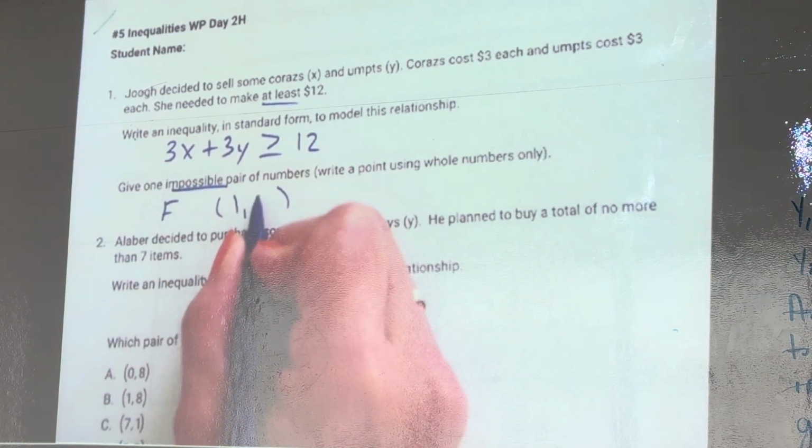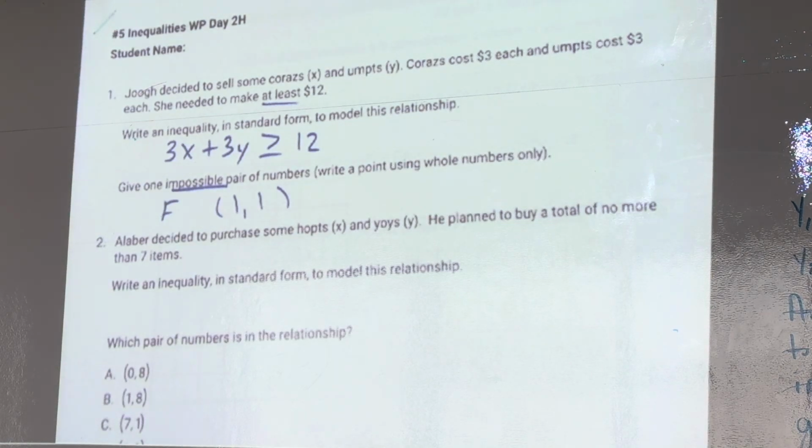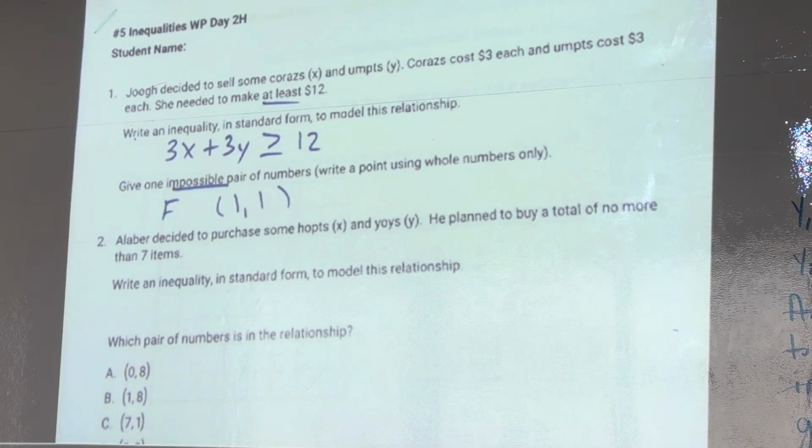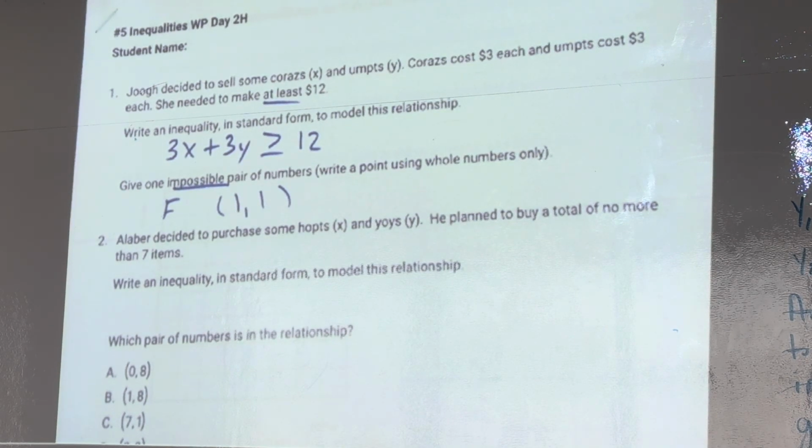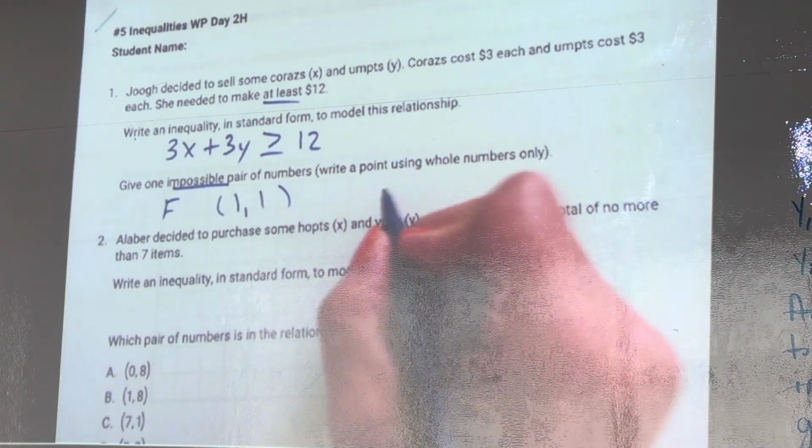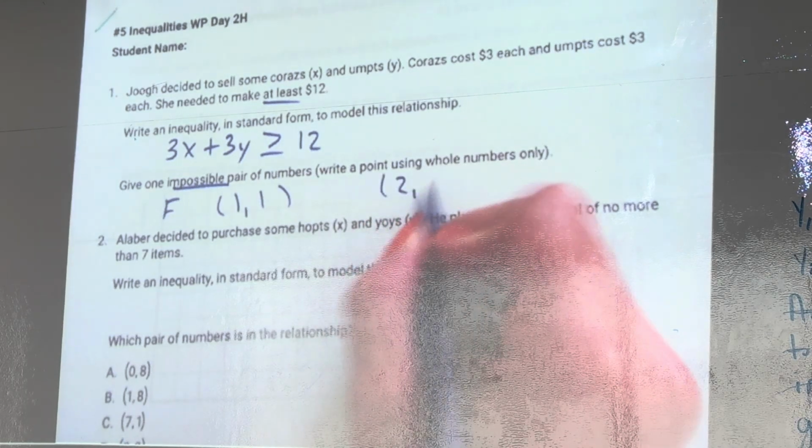So what could be an option for 1 and 1? 2 and what? Wait, never mind. Yeah, 2 and 6 would not work because 3 times 6 is 18, and 2 times 3 is 6. So the x and y would actually have to add to be less than 4. Does anybody want to give me another example? 1 and 2? Yep, or 2 and 1, the reverse of it, correct?